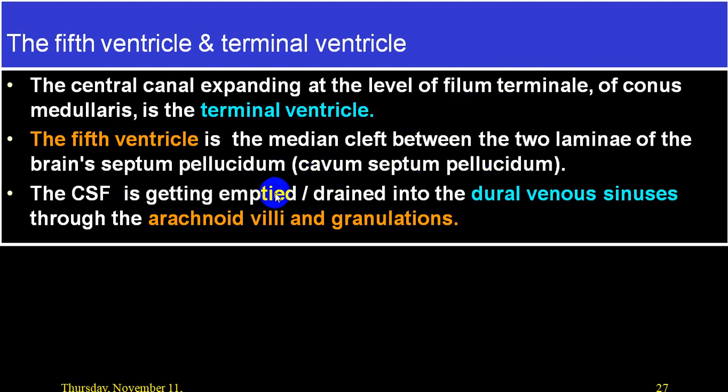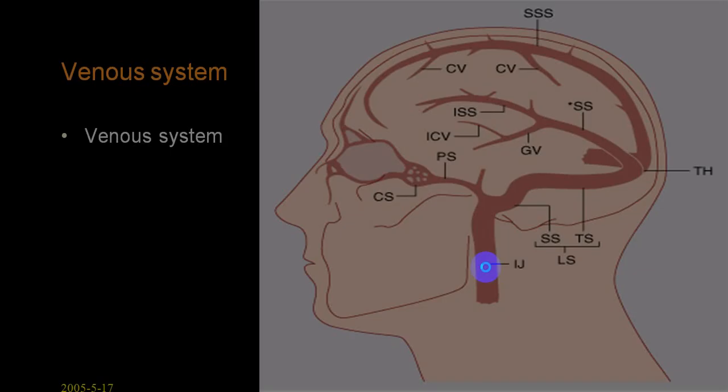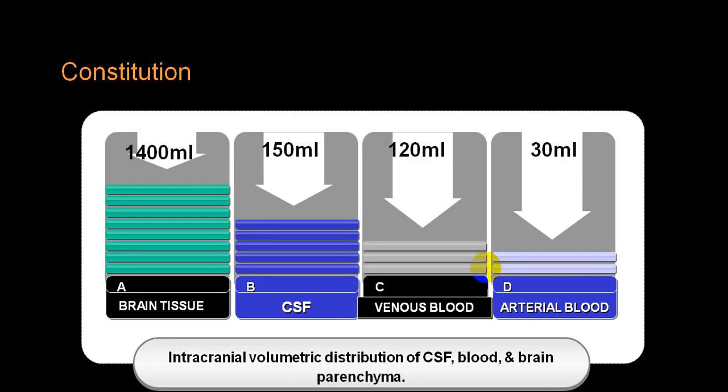The CSF will be drained into the dural venous sinuses via arachnoid villi, or what we call arachnoid granulation. And then from there, the superior sagittal sinus and inferior sagittal sinus will all drain into the lateral sinus, and then into the internal jugular vein, and from the internal jugular vein into the superior vena cava and right atrium.